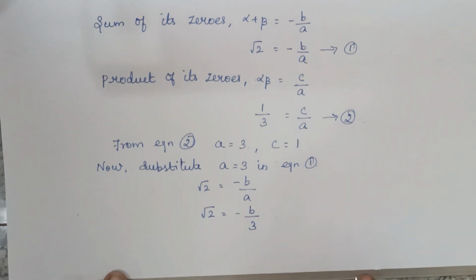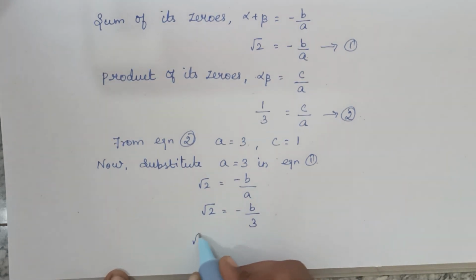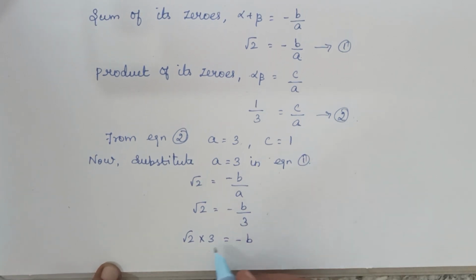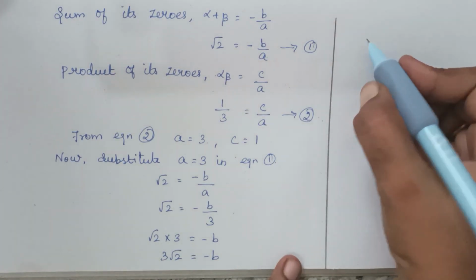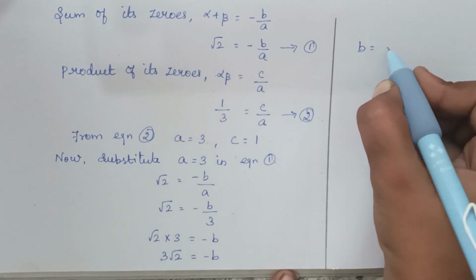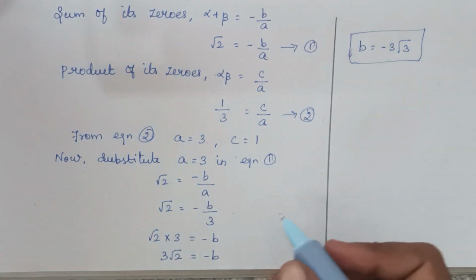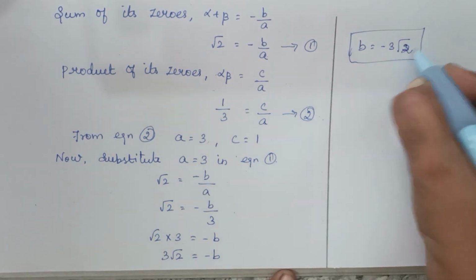Now, root 2 into 3 is equal to minus b. So root 2 into 3 we can write as 3 root 2. So 3 root 2 is equal to minus b. If we want to know the value of b, then b is equal to minus 3 root 2.